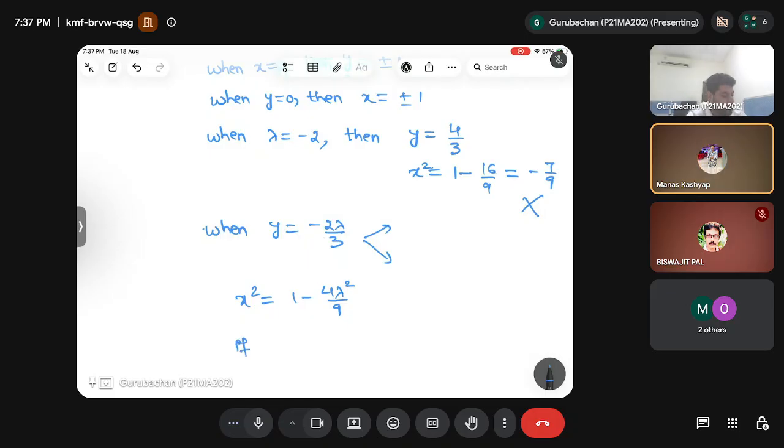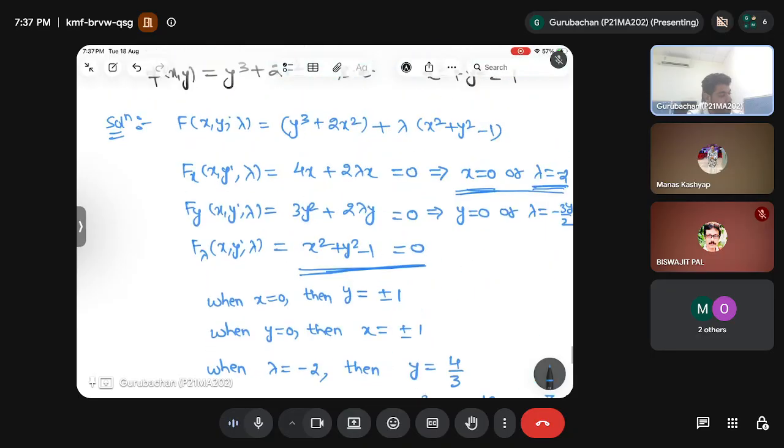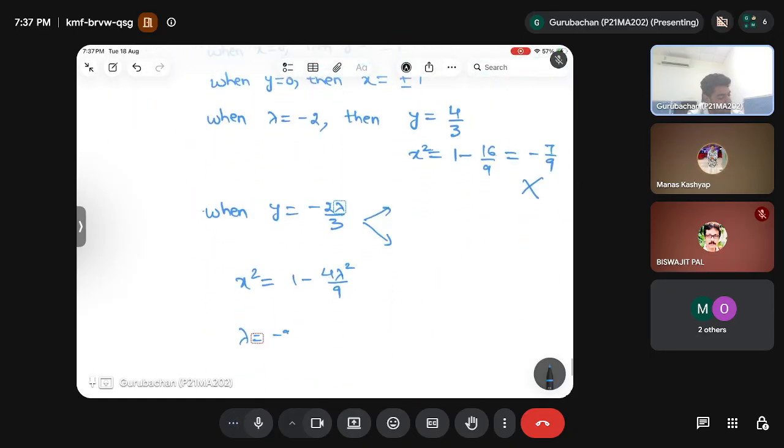Can't be possible. Can you repeat? Lambda is equal to, what are you assuming? Lambda is equal to minus 2. Yes, sir. So x square, obviously this will fall under this case, right? Yes, sir. So we don't need to do this one.